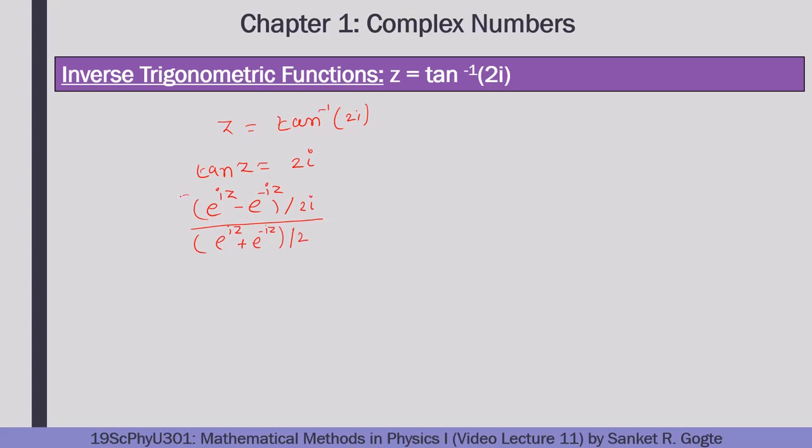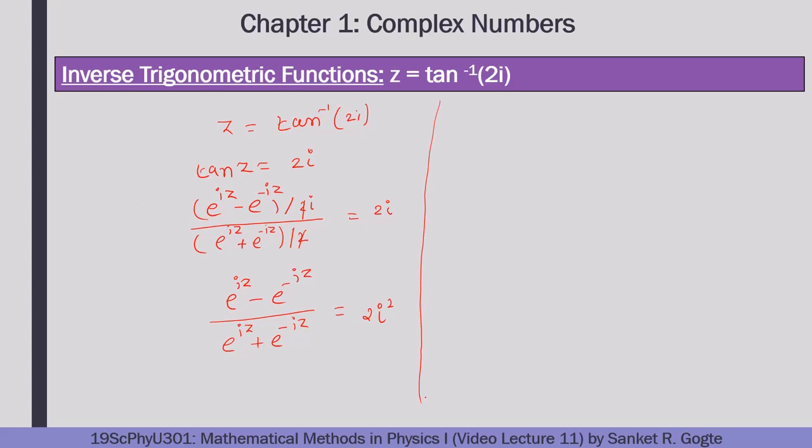You must have noticed that this is sin z and the denominator is cos z, and this is equal to now 2i. I will erase this. So now this 2 is cancelled, and what we have is e to the power iz minus e to the power minus iz divided by e to the power iz plus e to the power minus iz is equal to 2i squared.